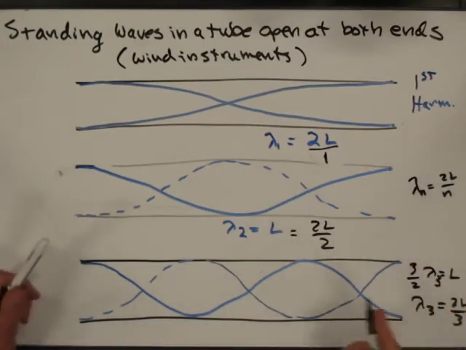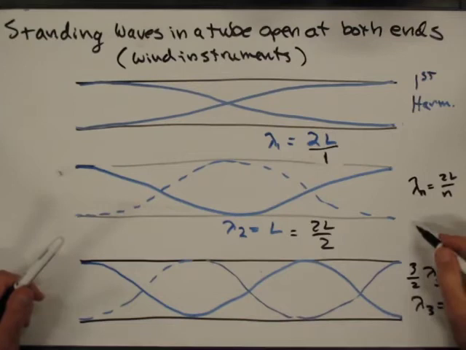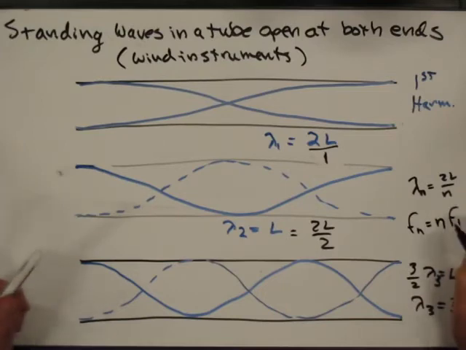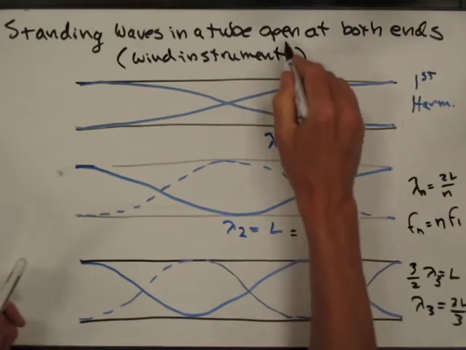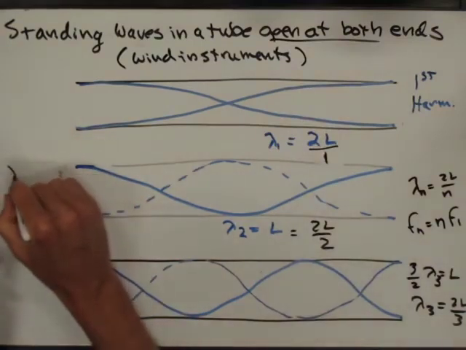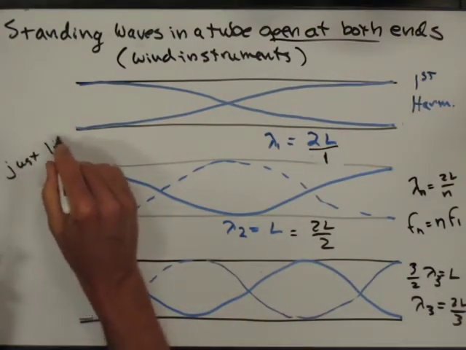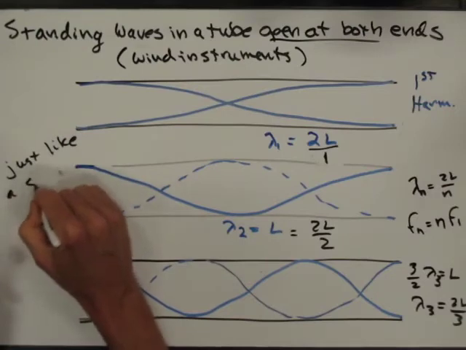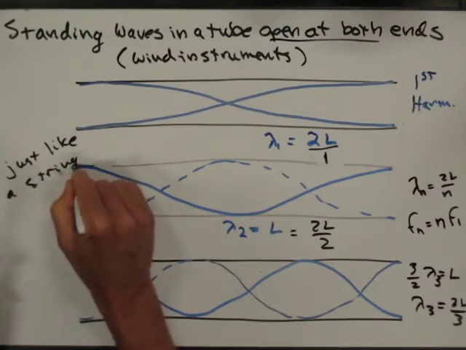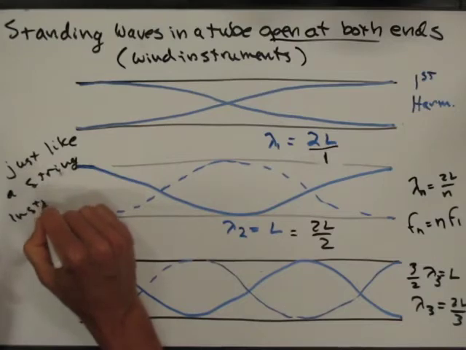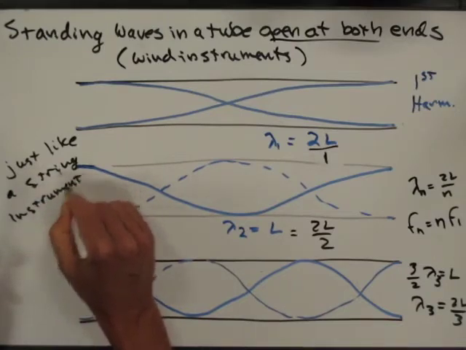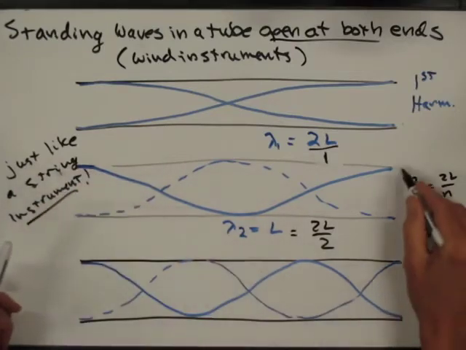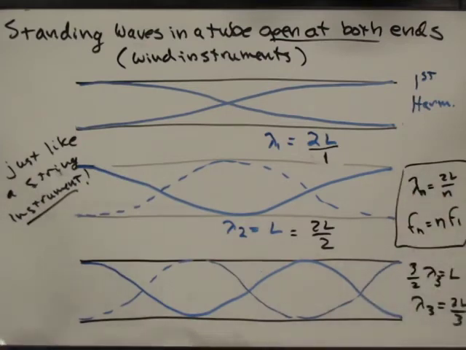And then if you calculate the frequencies the way we did last time, I won't go through the math again, it's exactly the same. We get the frequency of the nth harmonic is n times the frequency of the first harmonic. And so for a tube open at both ends, it's just like a string instrument. And these are the two relevant formulas.